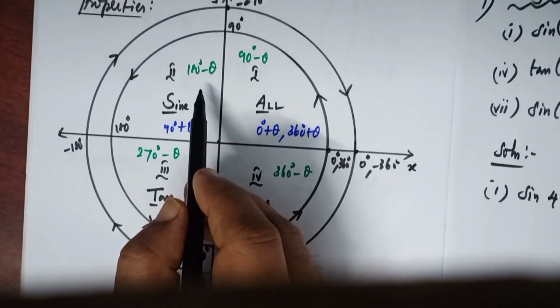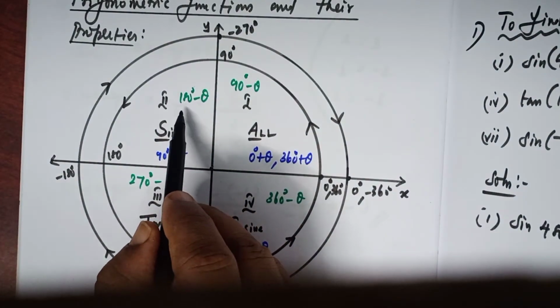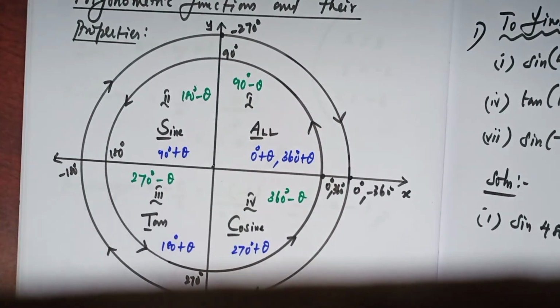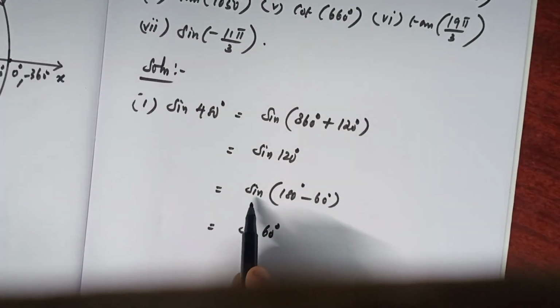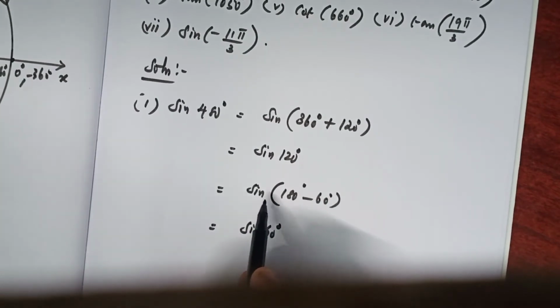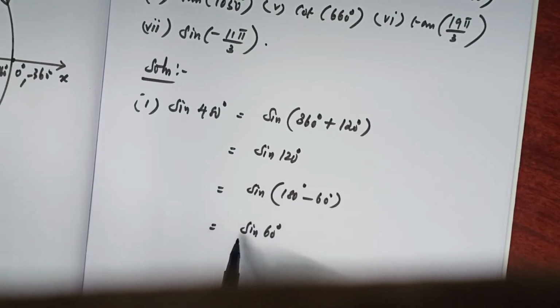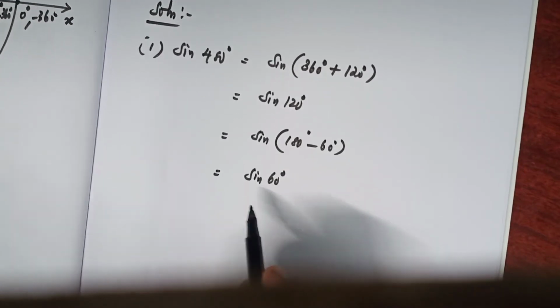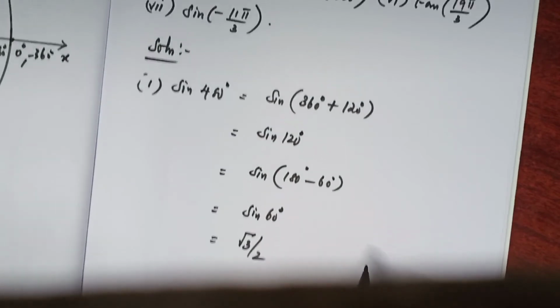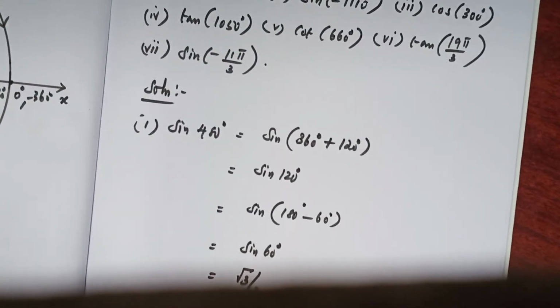180 minus lies in which quadrant? Second quadrant. In the second quadrant, which one is positive? Sine and its reciprocal cosecant are positive. What is here? Outside the bracket we have sine. Therefore, it is positive. Don't look at the other one. You have to consider which is outside the bracket. We have sine, and sine is positive in the second quadrant. Therefore, it is positive. We know the value of sine 60 degree. Sine 60 degree value is root 3 by 2. That is the value of sine 480 degree.